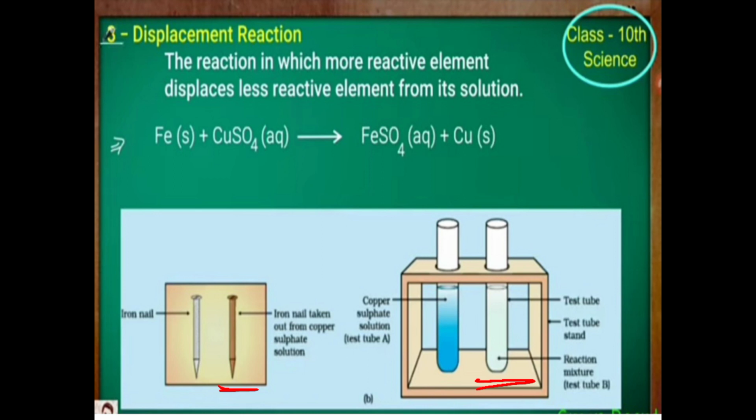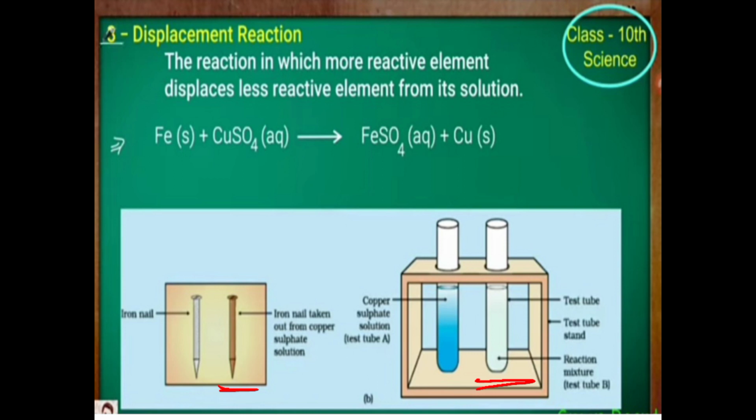Fe, that is solid, plus CuSO4, copper sulfate, which is an aqueous solution, gives FeSO4, that is iron sulfate, plus copper. So here copper is displaced by iron because copper is less reactive than iron. Understood? So this greenish color is due to the displacement of copper from the reaction. The copper is removed from the solution and sticks to the iron nail. That's why the solution is left only with sulfate.